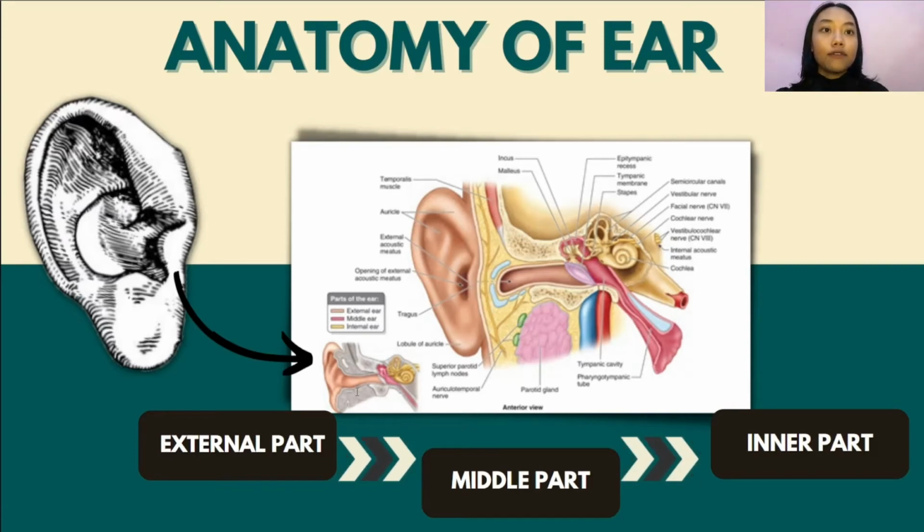The nerves in this part of the ear are the vestibular nerve, facial nerve, cochlear nerve, and vestibulocochlear nerve, which pass through the internal acoustic meatus opening.